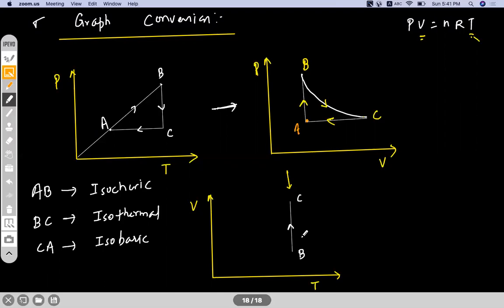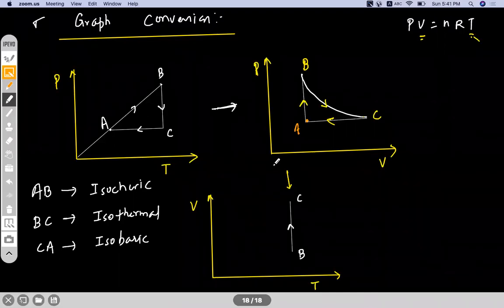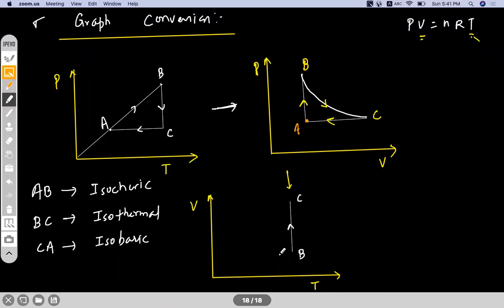No, I'm just, you never know. See, Anurag, this is what you need. They can give you VT, PT, anything. So you should know all these conversions. It's not like I'm going from this to this and this to this. I'm just trying to convert this into this, this into this, so that you can do all kinds of conversion. Okay, just for practice. So B to C is this.